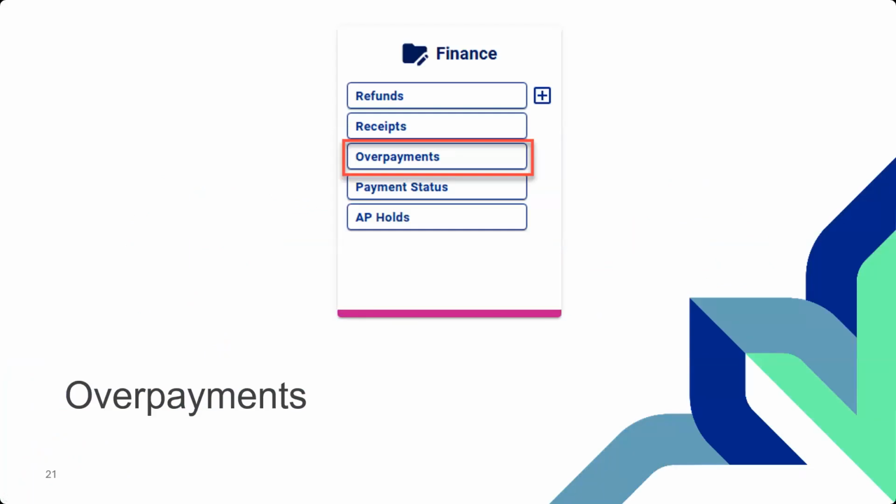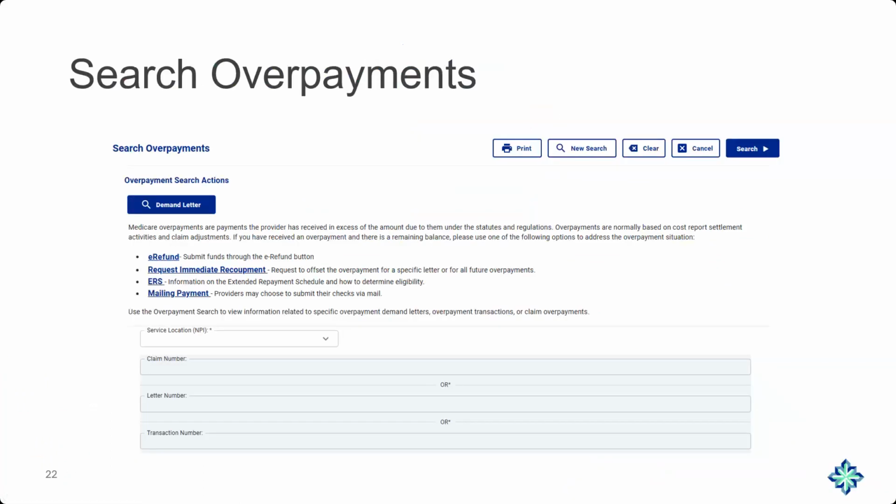So next we have the overpayment search. Overpayments are Medicare payments to a beneficiary or a provider that is more than what is due. When we open the overpayment search screen options, you can see that there's quite a few links provided. At the top of the screen is the demand letter search. So selecting this blue button is going to take you to the demand letter search screen.